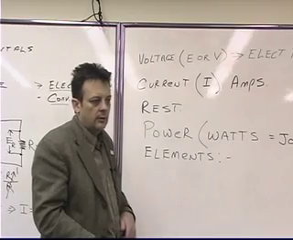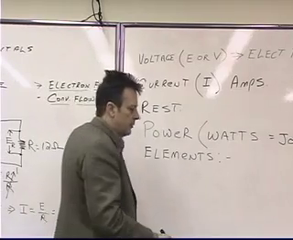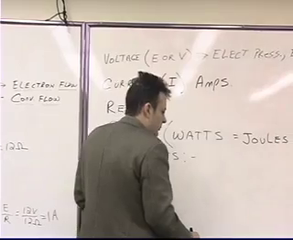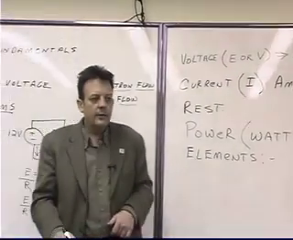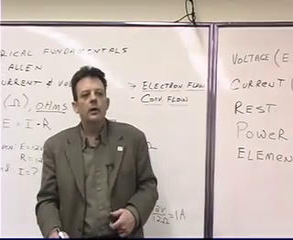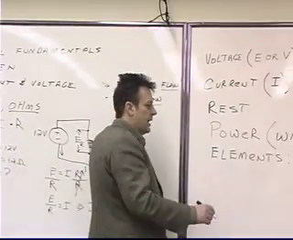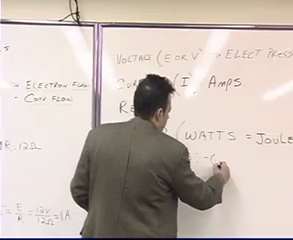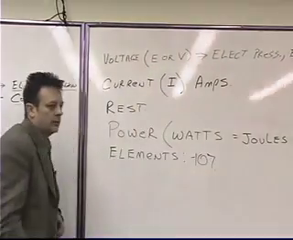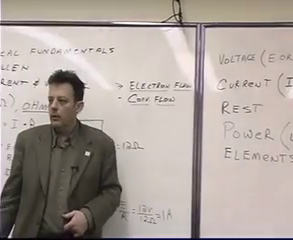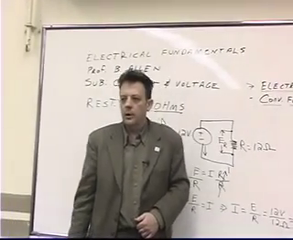Does anybody know how many elements there are on the periodic table? Over 110, if you count the man-made ones. If you look at the naturally occurring elements, there are 107 naturally occurring elements that you find on the periodic table.